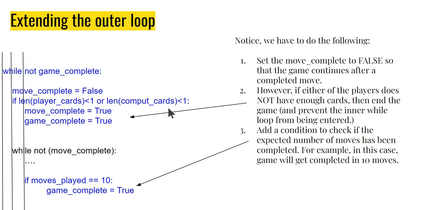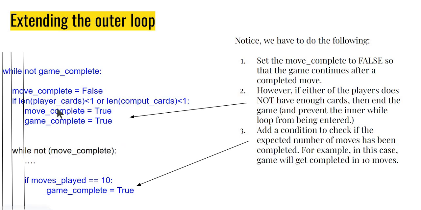Now we're going to add a bunch of things to our outer loop, not too much. Remember, first things first, the move complete, which is what makes the inner loop enter, I'm going to set it to false. Now this may look very strange, because previously inside the inner loop, I had set this to true when the move was complete. But for exactly this reason, I need to set it to false over here, because if I did not, then this loop will not even enter.